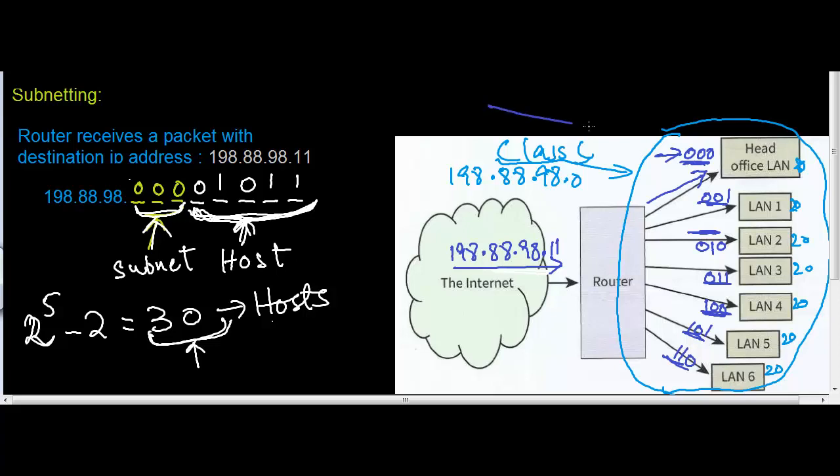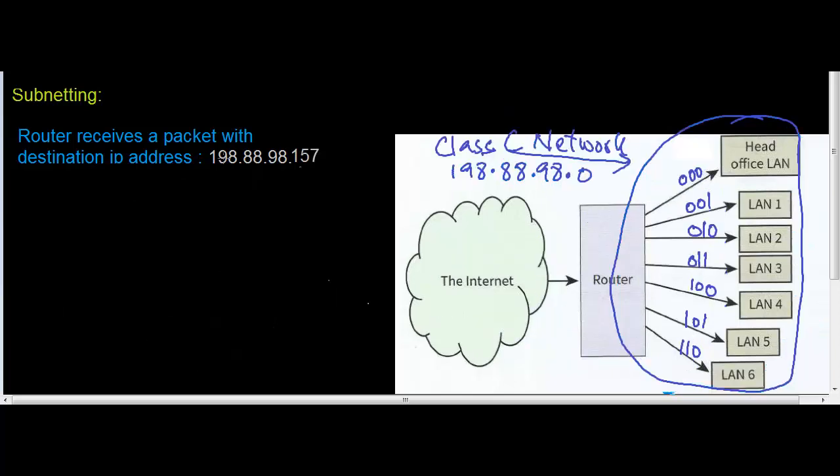So this appears to be a single class C network. If we are looking from this side, all of this seems to be a single class C network, but internally we have broken it down into smaller subnets. So on this side of the router, we've broken it down into smaller subnets, but on this side, when we are taking a look from the internet, this appears to be a single class C network.